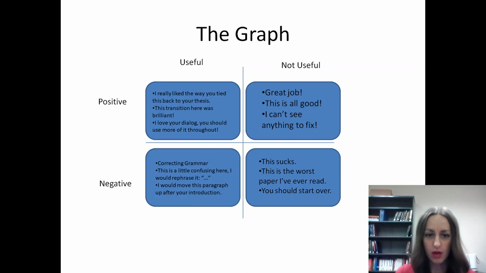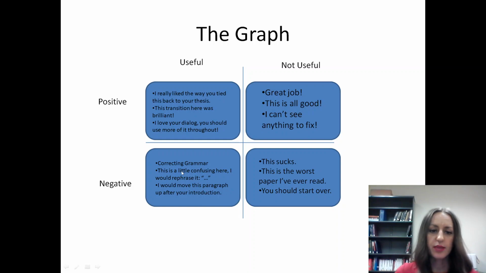So the most common type of negative useful comment is going to be the editing type comments, correcting grammar, punctuation, sentence level errors, those types of things. Absolutely, I encourage you to make as many of those types of corrections as you can on your peer's paper because they are useful. They absolutely are useful. Those types of errors need to be cleaned up, so if you notice them, definitely point them out and show them how to fix them.